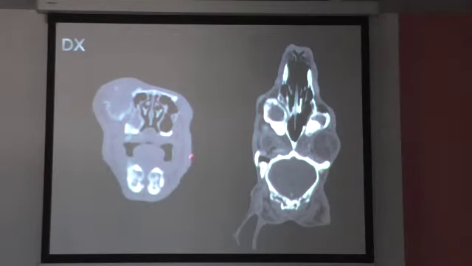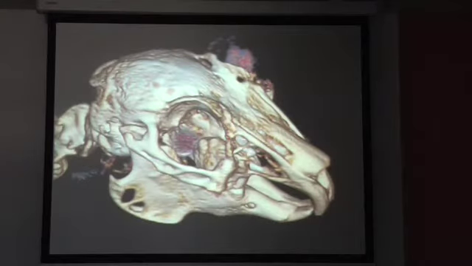Here you could see again the same rabbit on the axial slices. There is osteomyelitis of the maxilla. However, there is even sinusitis in this region. So when we are performing surgery, we need to clean even the sinuses.